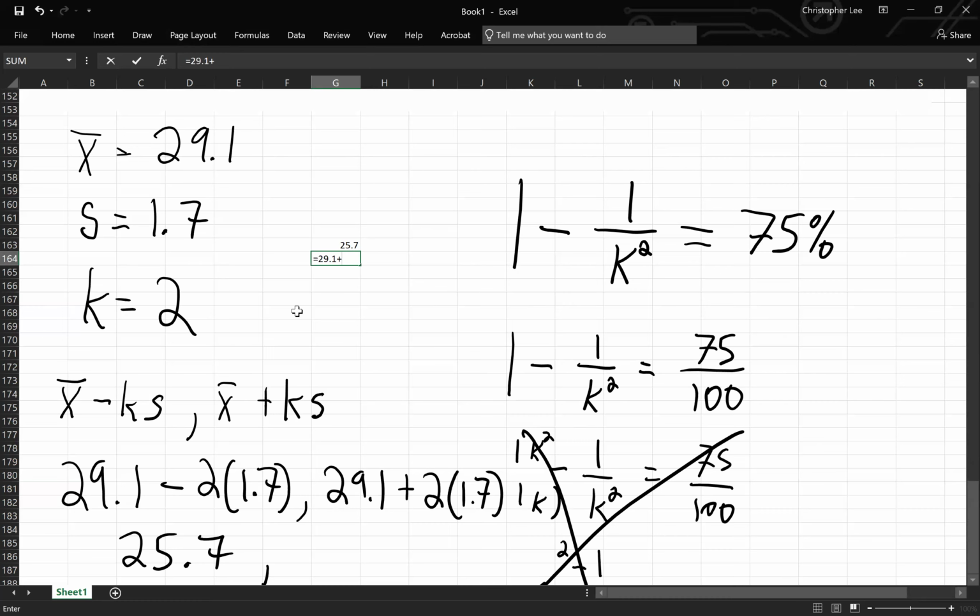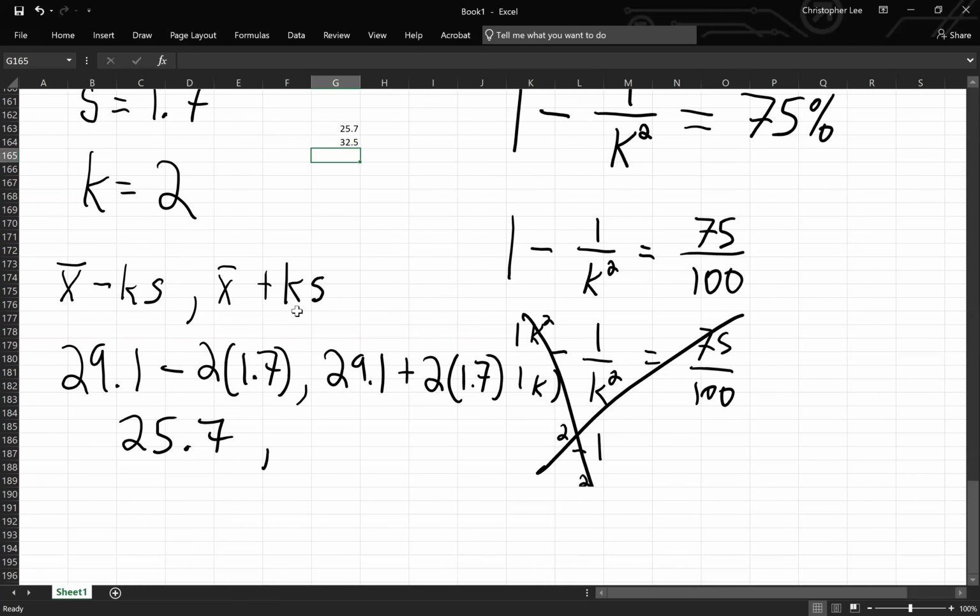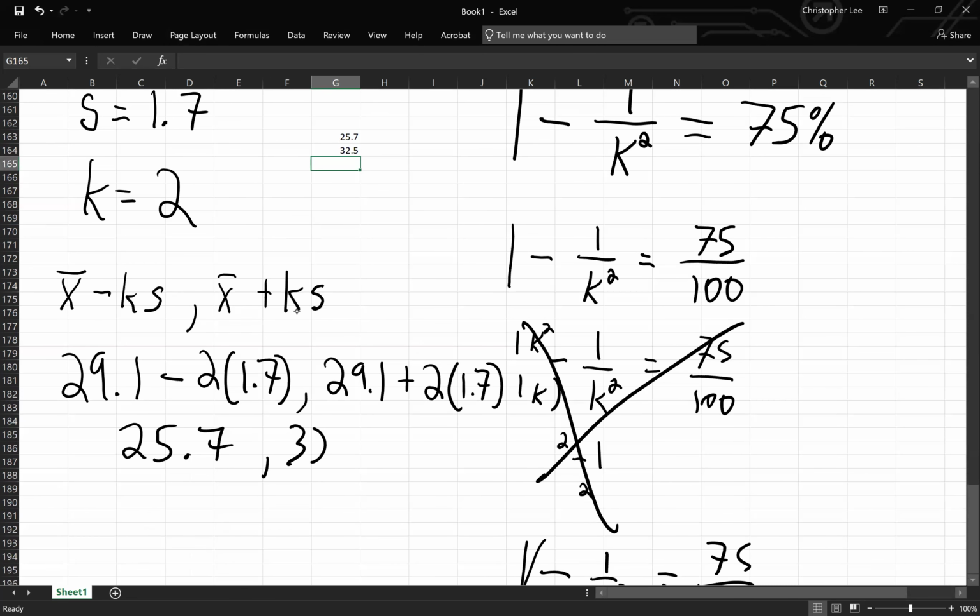All right, 29.1 plus 2 times 1.7, blah, blah, blah. So I get 32.5. In a nutshell, this is the range that will contain 75% of the data from this data set that was given. That's it.